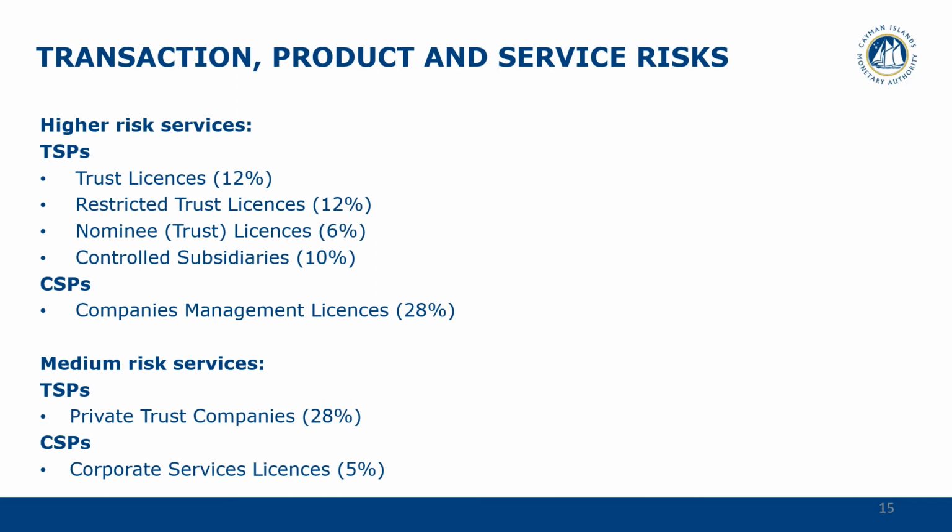From an AML-CFT perspective, it's important to note the difference in the risk associated with nominee trust licenses and a restricted trust license. Restricted trust licenses are typically granted in respect of a single family or a small group of families for private wealth management purposes. A nominee trust license is a subsidiary of an entity that holds a trust license, and it provides nominee services to its parent. CSPs, by contrast, offer corporate administrative services.